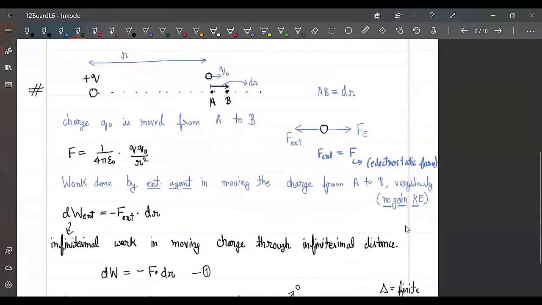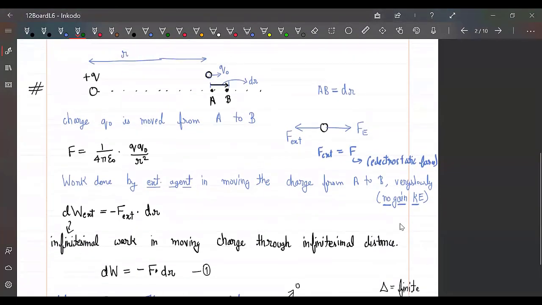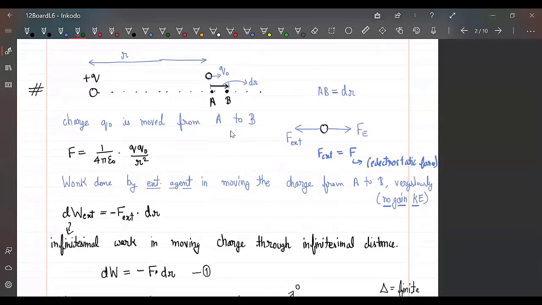Now see, we are going to define the work done. So here we have a charge plus q, and what we are going to do is take another test charge and displace it by a small amount. We are displacing it from point A to point B. So initially the distance between the charged particles was r. Now after being displaced by dr, the distance between the charged particles becomes r plus dr. So charge q naught is moved from A to B.